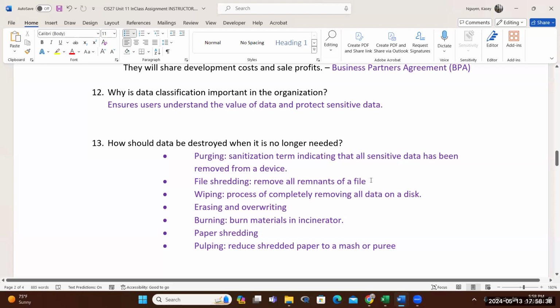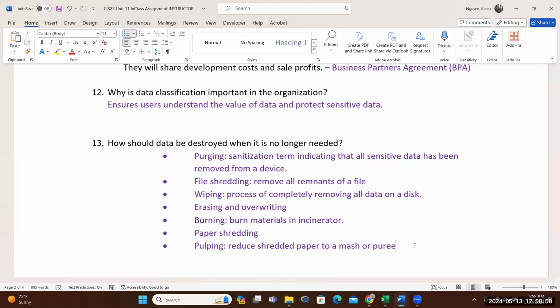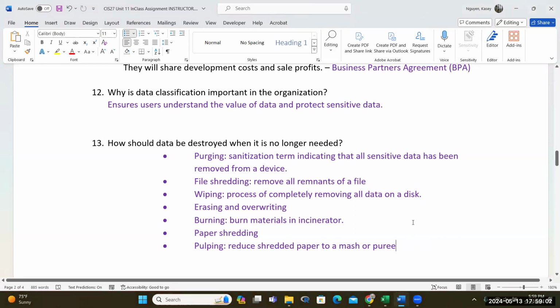I think even with shredding, sometimes people can piece things together. So you're going to make sure that you shred it in small pieces. And then paper shredding. And then they have like pulping where you would reduce the shredded paper into smaller components, mash or puree. Because things can be taped together, right? Dumpster diving is still pretty big. So these are the things that we have to do to destroy the data.